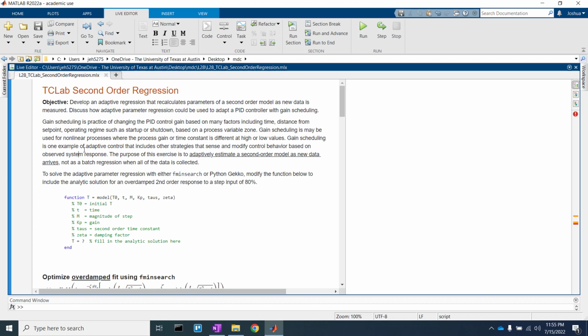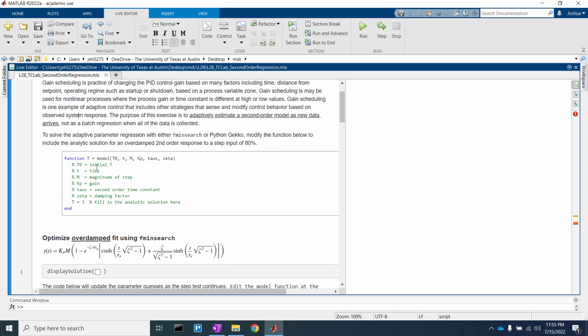And so here we have some function, which is our model of our system, which takes our initial temperature, the time, m, which is the magnitude of the step, Kp, which is our gain, tau s, and zeta. And so we have an overdamped second order response. I'll go ahead and underline that. Overdamped second order response. And we're going to do a step input of 80%. So we're going to modify this below this temperature to fill in the analytic solution.